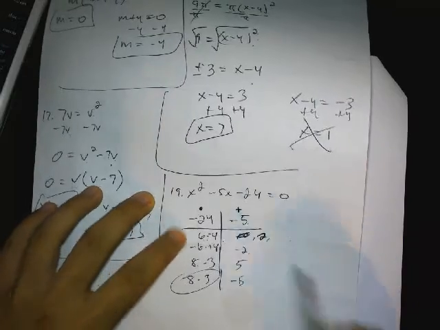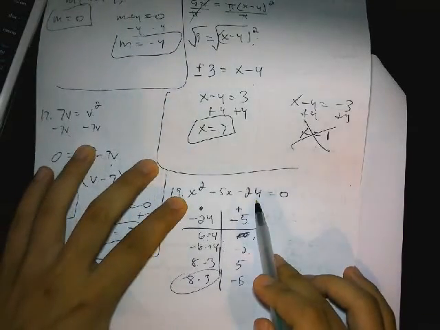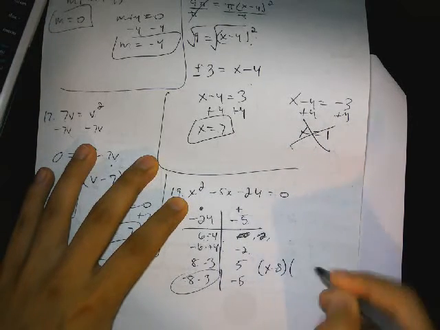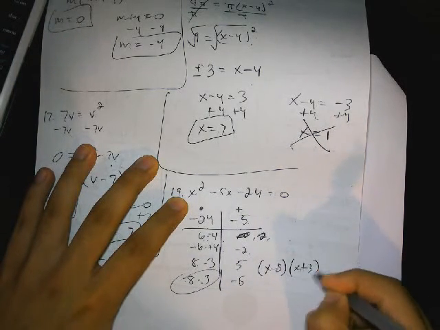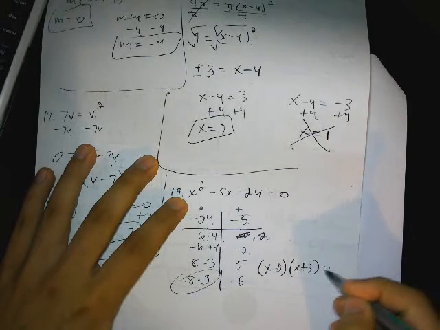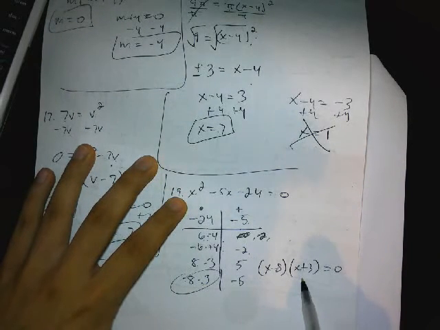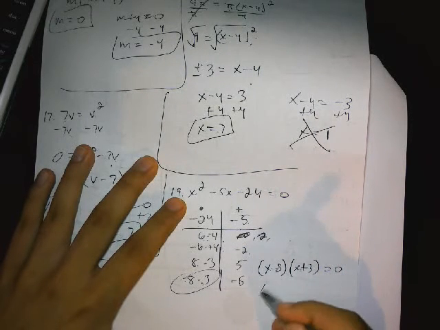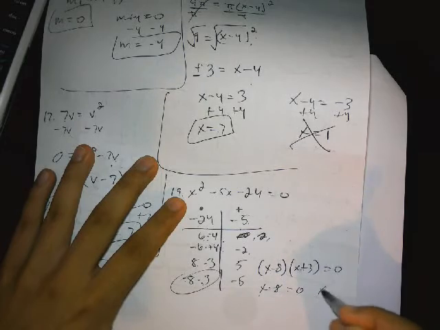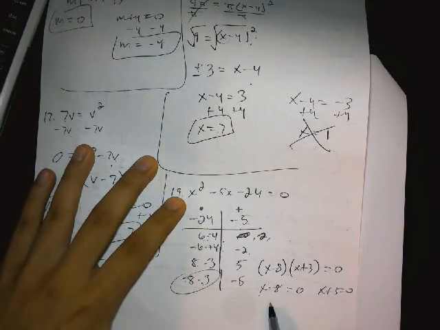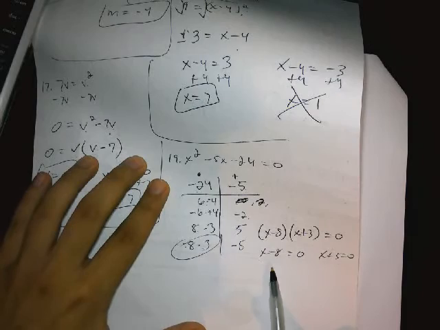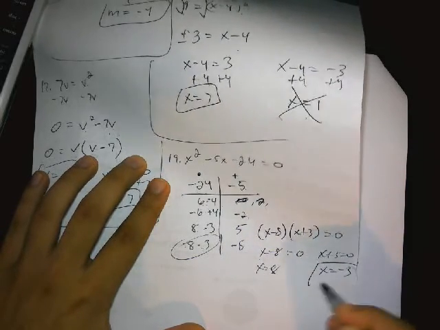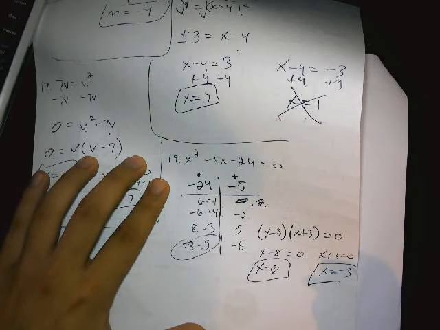Once I have those, I can write my quadratic in factored form. So that's x minus 8 times x plus 3, since it's a positive 3, is equal to 0. Once I have it like this, all I have to do is set both of my factors equal to 0. So that's x minus 8 equals 0 and x plus 3 is equal to 0. Here I can see that x equals 8 and x equals negative 3. And we are done.